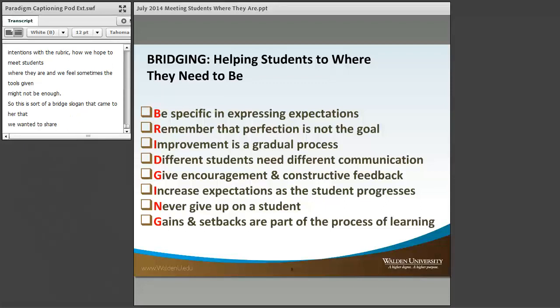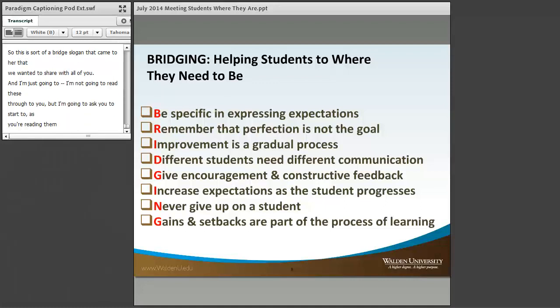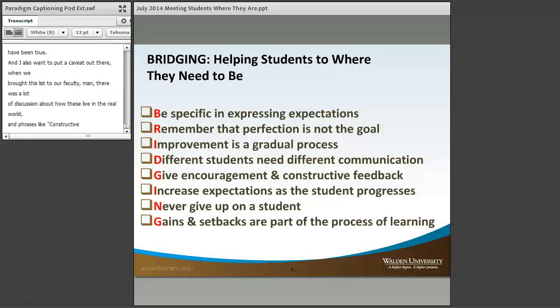I'm not going to read these through to you, but I'm going to ask you, as you're reading them yourself, to think specifically of students you've worked with where these things might have been true. And I also want to put a caveat out there. When we brought this list to our faculty, there was a lot of discussion about how these live in the real world, and phrases like constructive became a bigger conversation. What do we mean by that? How do we prove that? How do we know that our feedback is constructive?